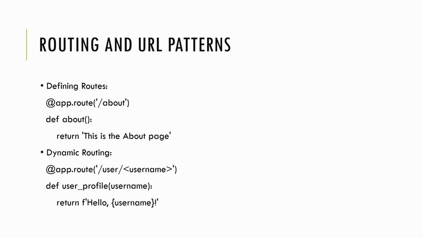Flask uses routing to map URL paths to functions. In this example, we have defined a route for the About page. Additionally, Flask allows dynamic routing. We can pass parameters like username in the URL, and Flask will render the corresponding content, like greeting a user with their name.